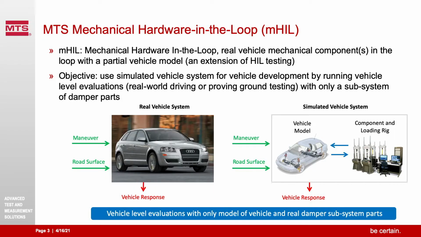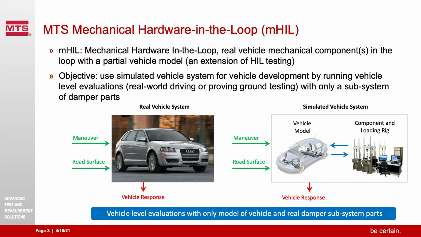So mechanical hardware in the loop is where we try to replicate what we do in a real vehicle system with a simulated vehicle system. If you look at the pictures on this slide in the lower left, on the typical proving grounds or out on the test track, you'll take a vehicle maneuver and the vehicle driving over some kind of road surface, give these as inputs to the real vehicle, and look at some kind of vehicle response.